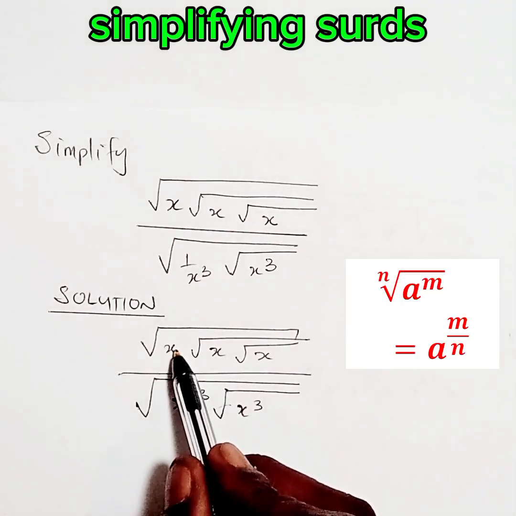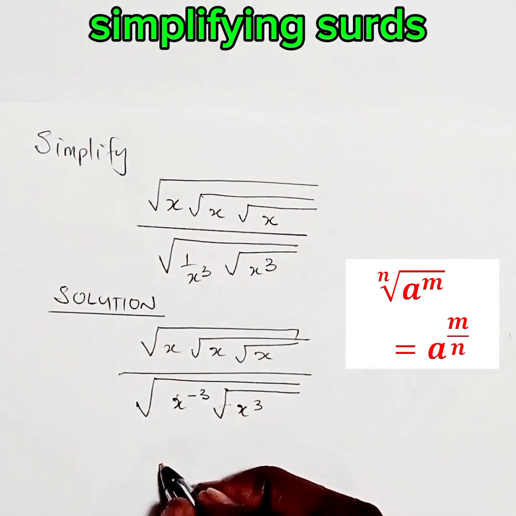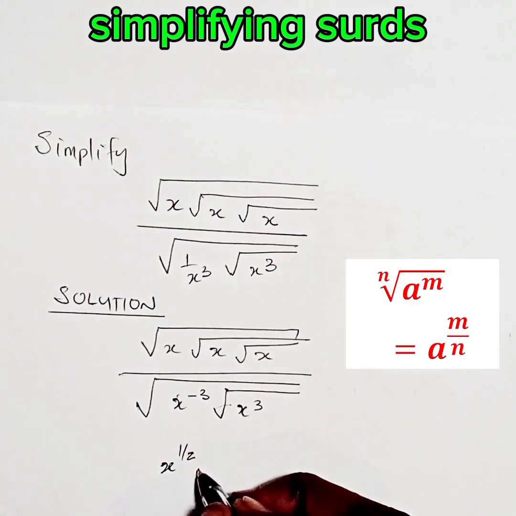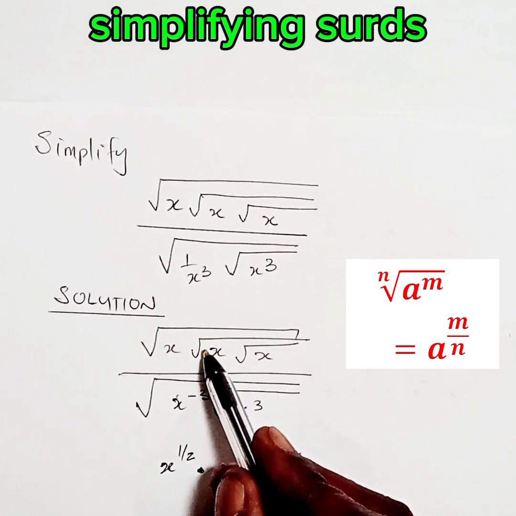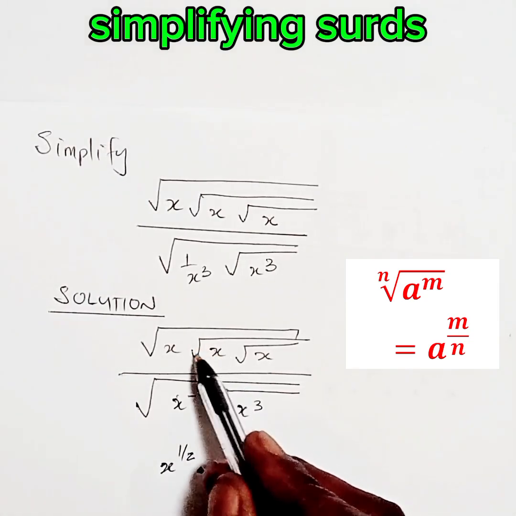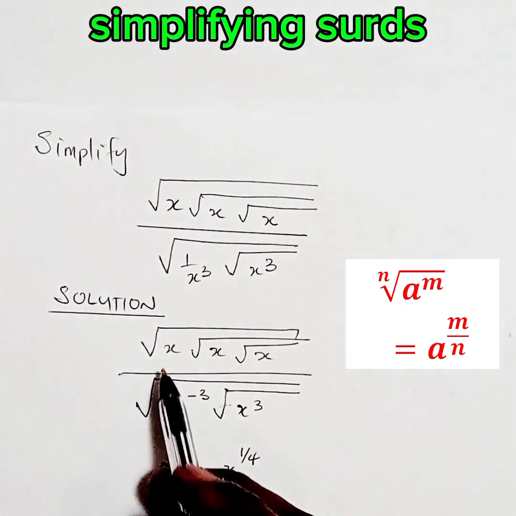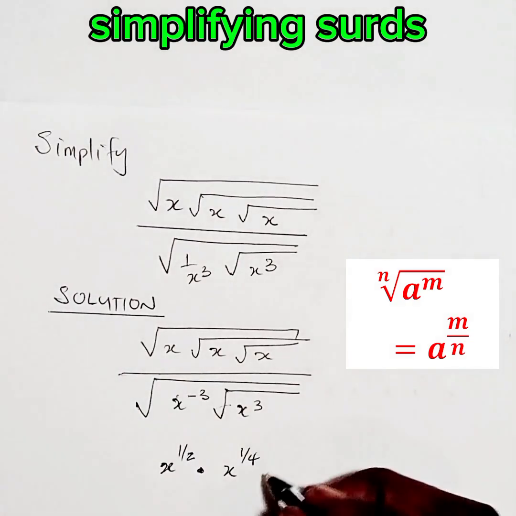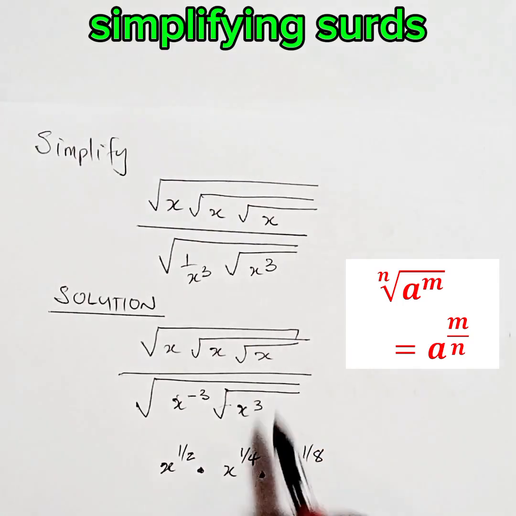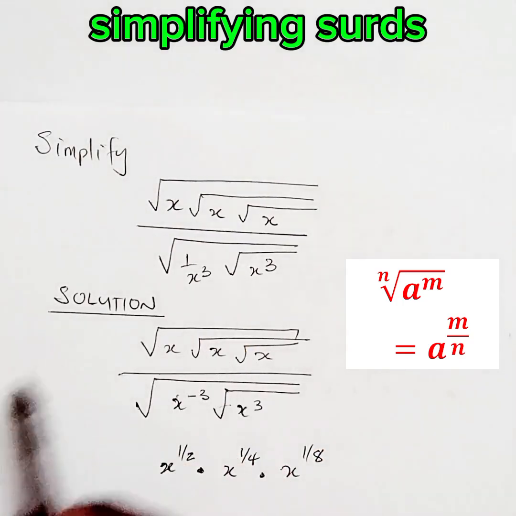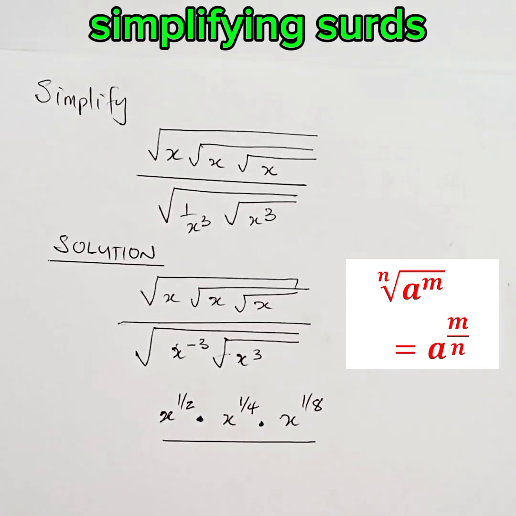So to get rid of the first one, over this x, I will say x to the power half. And that is multiplying this one. And to get rid of this root sign over this x here, I will say x to the power 1 over 4, because there are two root signs over it. And then the other one, likewise, I will say x to the power 1 over 8 because of these three root signs. Then I'll do the same thing down there on the denominator.